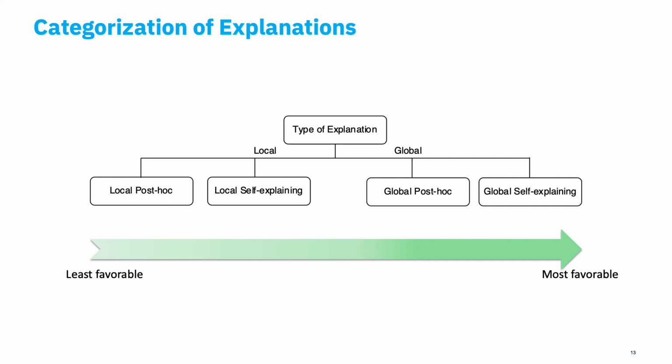Although not explicitly shown in the taxonomy, we may derive a preference ranking of these types of explanations. Since we know that global explanation implies local explanation, global explanation is usually more favorable than local explanation. Additionally, self-explaining approaches are probably more favorable than post-hoc approaches, not just because of the efficiency issue, but also because self-explaining may have fewer fidelity issues. We'll discuss this later in this tutorial.